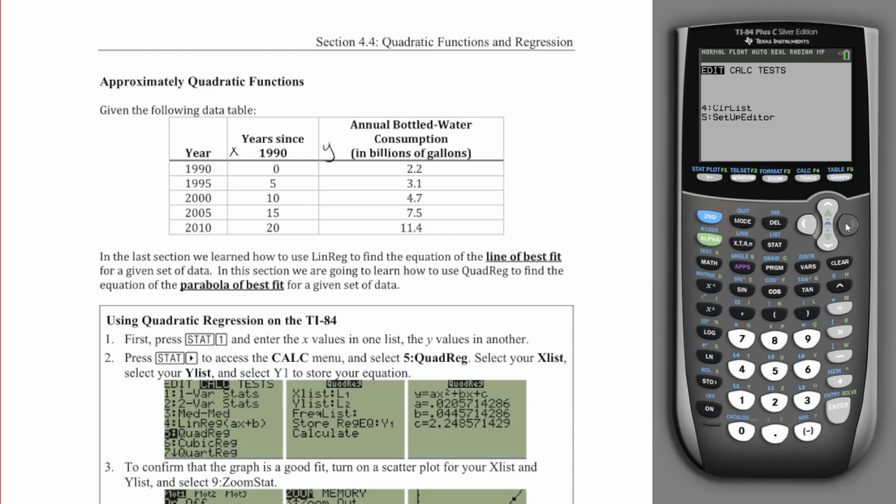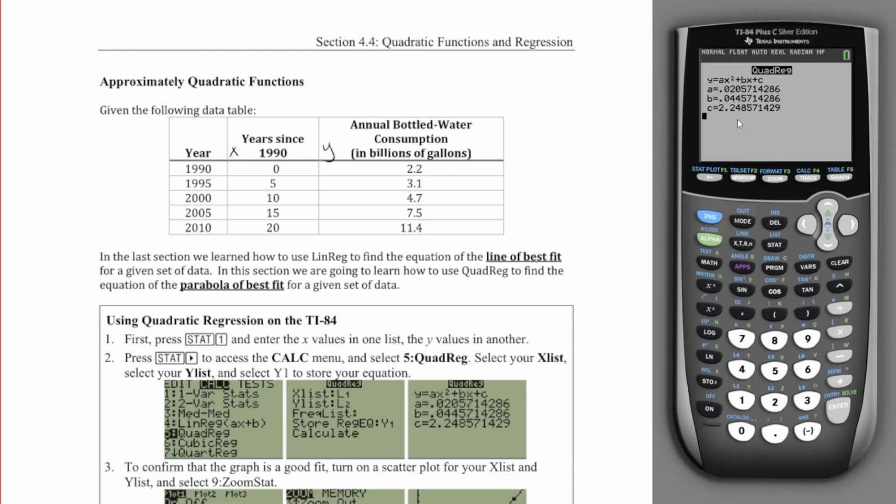And now I'm going to say stat calc quadreg. My x values are in L1, my y values are in L2. I'm going to store my equation. So vars, right arrow, and just enter twice to select y1. Store my regression function in y1. And that gives me my a, b, and c values.